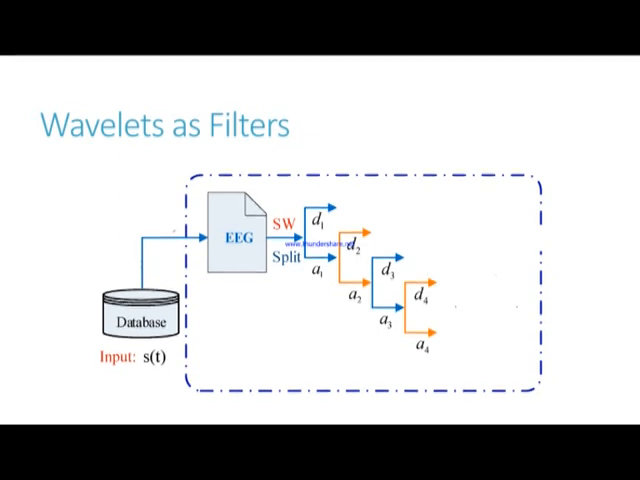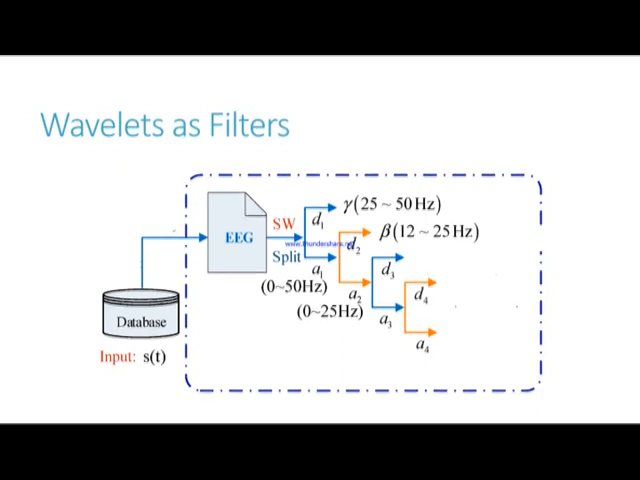We can see that at the first level, D1, the majority of noise was present, 25 to 50 hertz, which is the gamma band. And the rest, 0 to 25 hertz, is going to be filtered again in the second step. In the second level of decomposition, now we get the beta frequency band, which is 12 to 25 hertz, and the approximation coefficient corresponds to frequency bands from 0 to 12 hertz, which are going to be filtered again in another level, which is level 3.